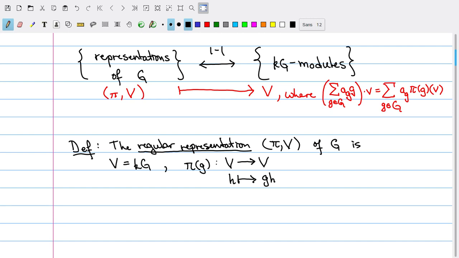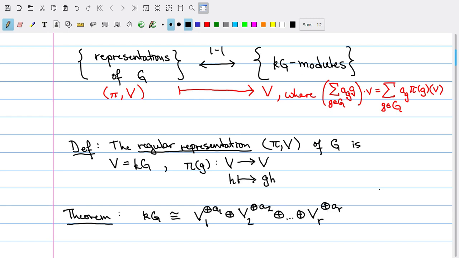The regular representation is important because we can find every other finite-dimensional irreducible representation as a direct summand of it. In particular, the regular representation, KG, decomposes as a KG module into a direct sum of irreducible KG submodules, with each possible isomorphism class of irreducible KG submodule occurring at least one time. The multiplicities of each occurrence are determined by character theory.